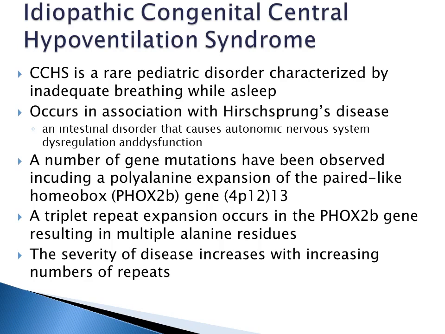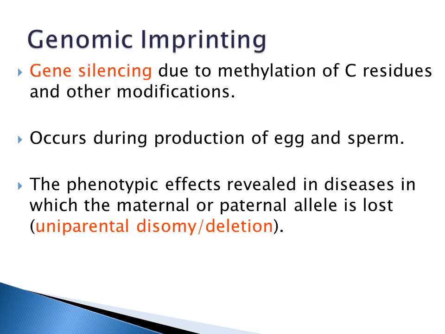A number of gene mutations have been observed, including a polyalanine expansion of the paired-like homeobox or PHOX2B gene located on the short arm of chromosome 4. A triplet repeat expansion occurs in the PHOX2B gene, resulting in multiple alanine residues. The severity of the disease increases with increasing numbers of repeats.